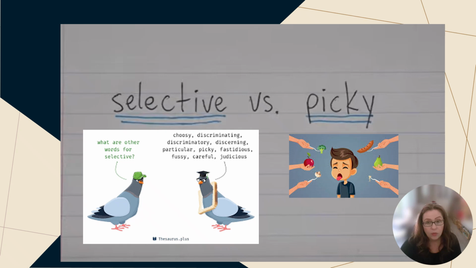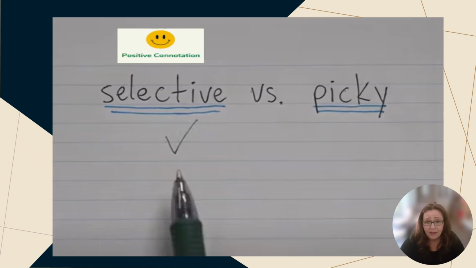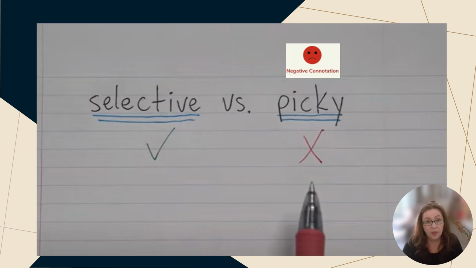Okay, last one. Selective versus picky. Both of these words have the same denotation. They both mean that you're very careful in your choice of things. But which of these has a more positive connotation and which of these has a more negative connotation? Answer: selective is more positive. Picky is more negative.